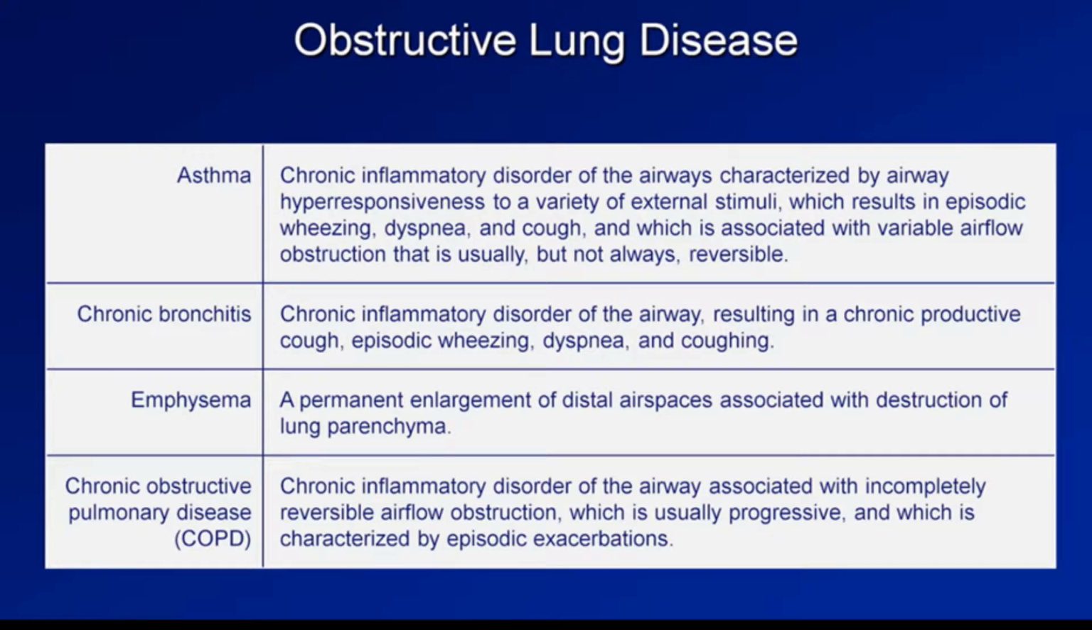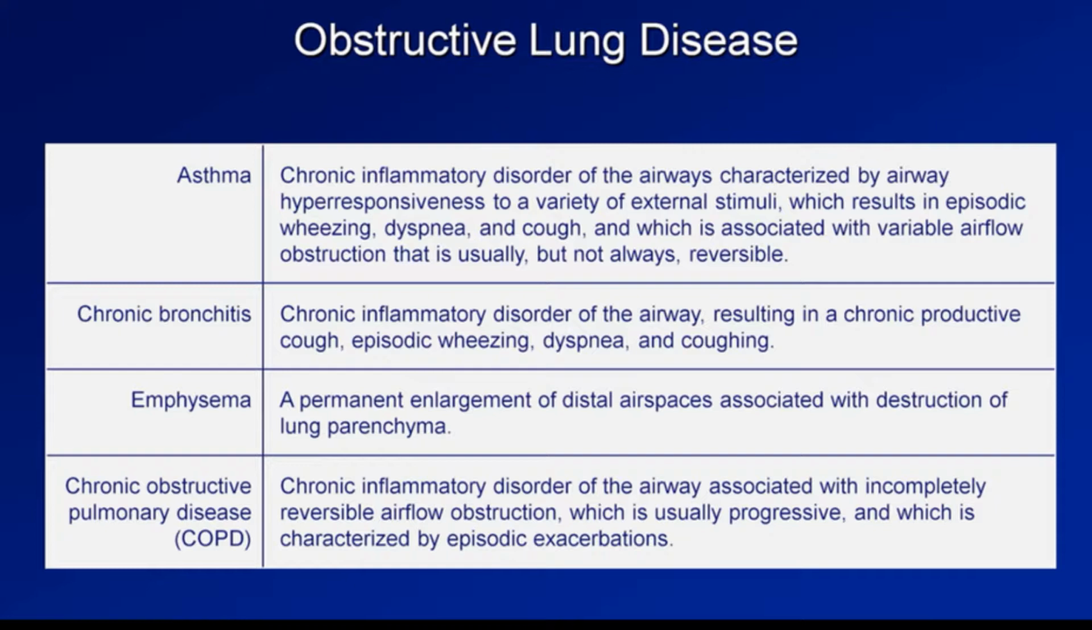The definitions of asthma, chronic bronchitis, emphysema, and COPD. Now let's start with the definition of asthma. What's asthma? Asthma is a chronic inflammatory disorder of the airways characterized by airway hyperresponsiveness. This is a key word here, hyperresponsiveness. Your airways are super sensitive to a variety of external stimuli, which results in episodic. This is another key word. Asthma comes in attacks. Asthma is not present all the time.